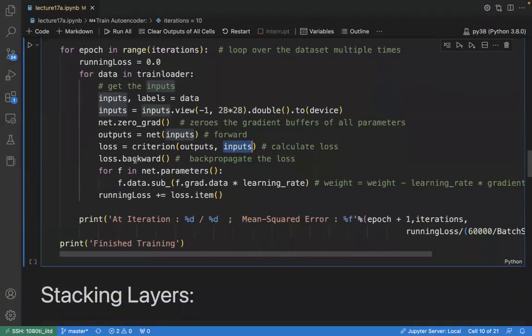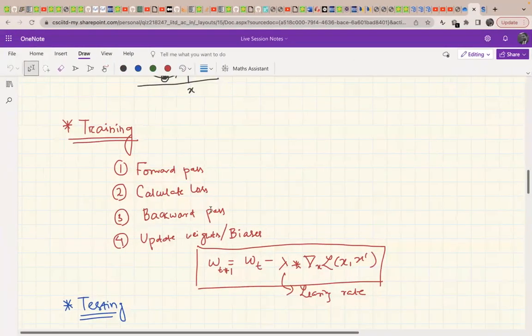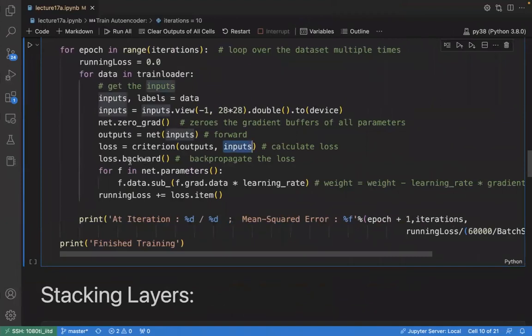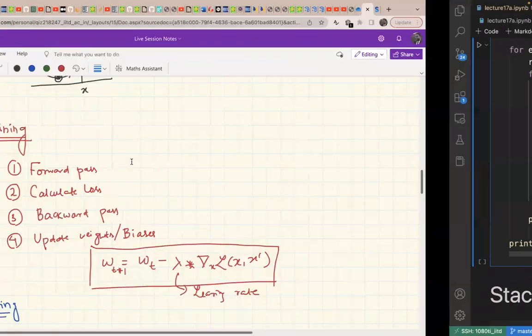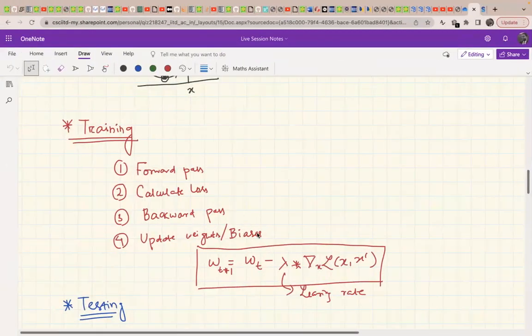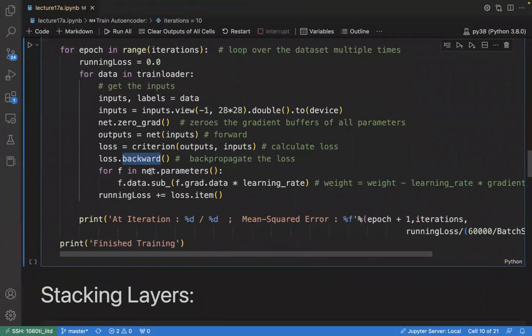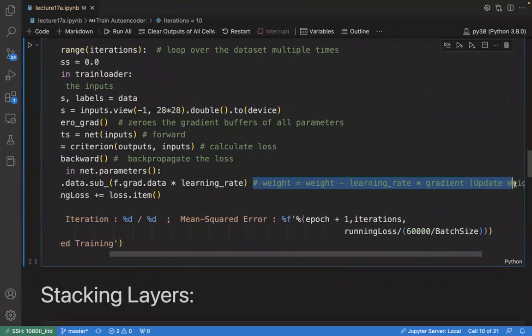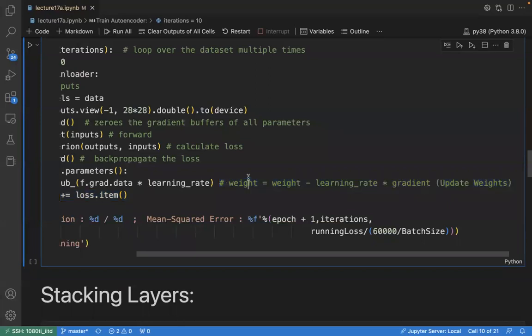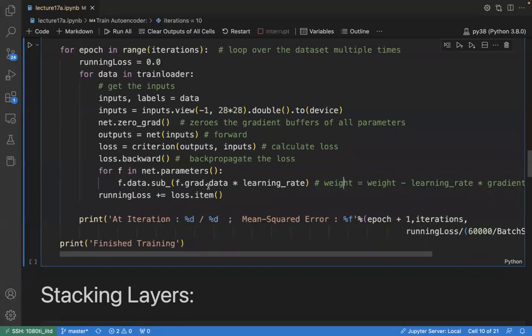The third step is backpropagation, the backward pass. Here it is loss.backward(), which will flow the gradient backward. And the fourth is update weights and biases. The weights and biases are also called the parameters. To update the parameters, for all the parameters, we do this step: weight equals weight minus learning rate times gradient. So we're doing this step here.